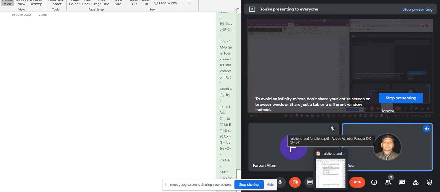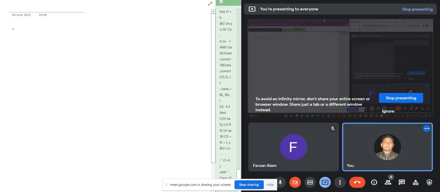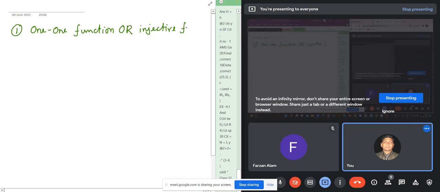A little bit I'm explaining, just try to understand. So what we have learned, number one, 1, 1 function, that is injective function. So what type of questions will you get?